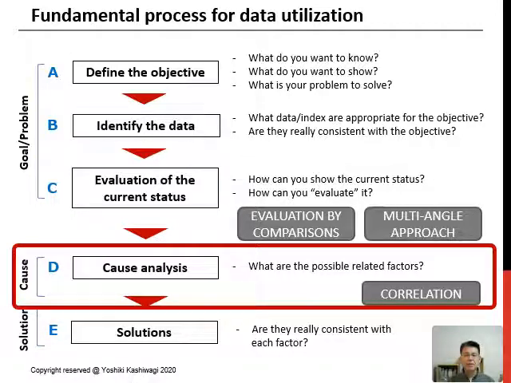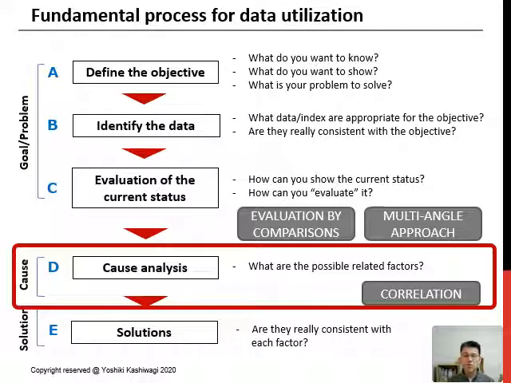Let's review the fundamental process for data utilization. This is the process you have to take in order to utilize data or data analysis. First, we defined the objective of using data. Then we identify the right data to use. And we evaluate the current situation or current status by comparing two datasets. And we learned how to compare the data.